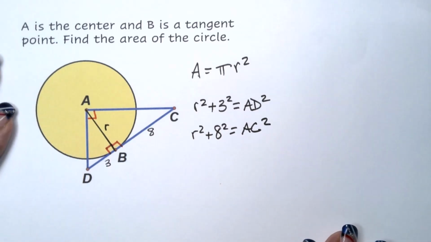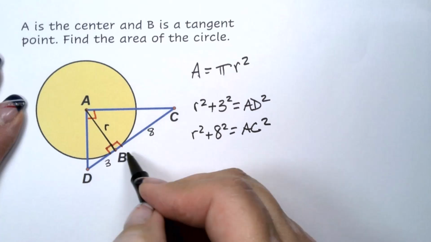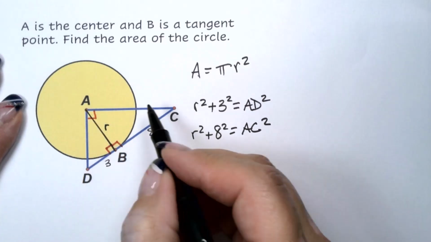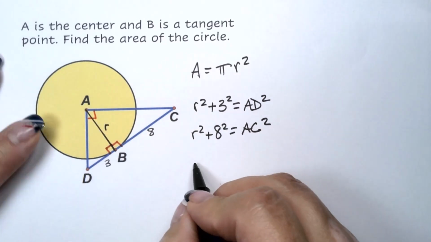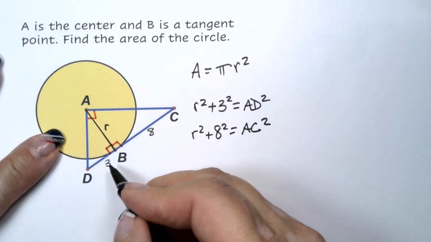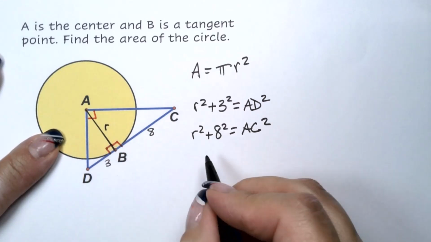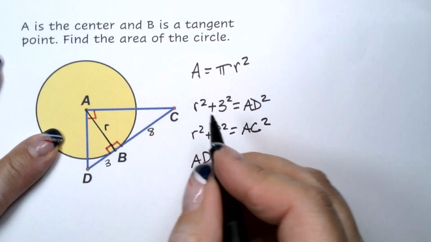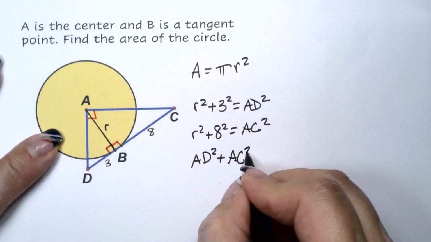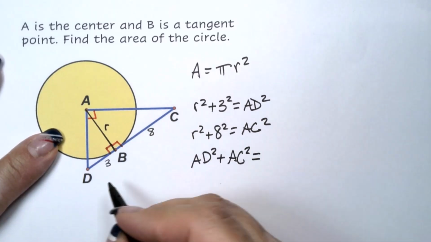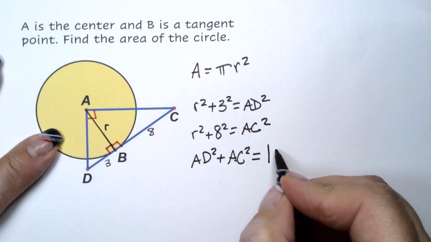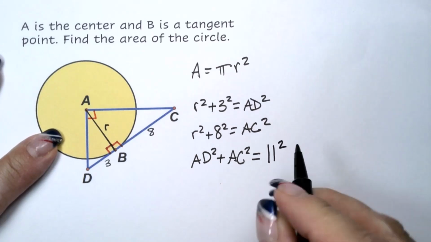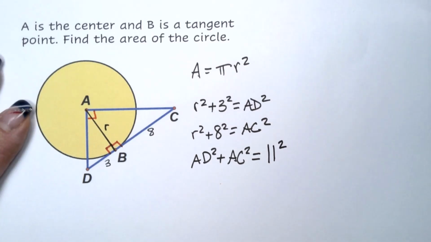And something else I can use is this great big triangle. And that's telling me that since this is the hypotenuse across from the right angle, I know that AD squared plus AC squared equals 11 squared. You guys see what I see? We can do some substitution. This is pretty sweet. Check it out.